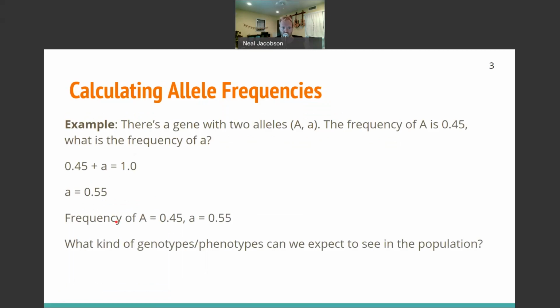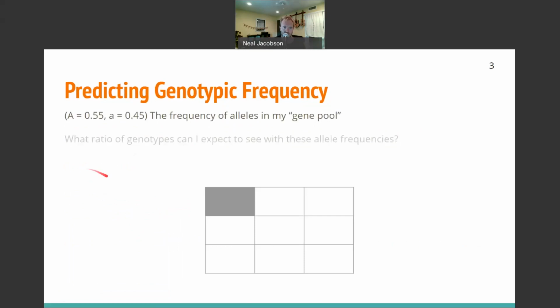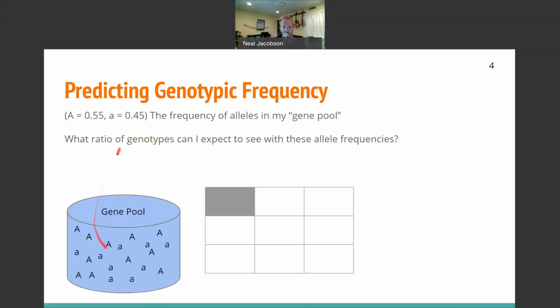Haha, that's funny. I switched them. It doesn't matter anyway. So switch these two around, and that's what they are in this example. So pretend this is a new example. So big A is 0.55, little a is 0.45. Okay. Now, what ratio of genotypes can I expect to see with my allele frequencies in this arrangement? Well, here's my gene pool where the big A appears at 0.55 and the little a appears at 0.45. So that means if I reach into this gene pool, I have a 55% chance of pulling out a big A. If I reach into this gene pool at random, I have a 45% chance of pulling out a little a.